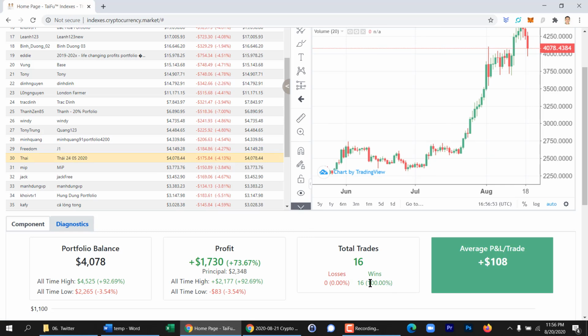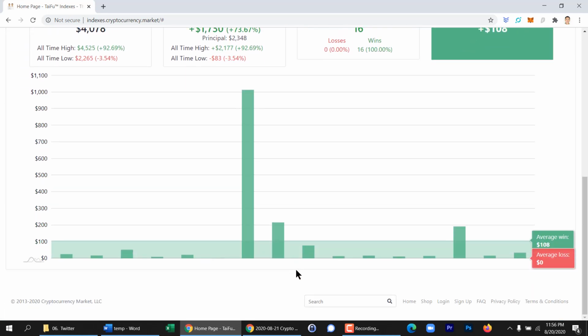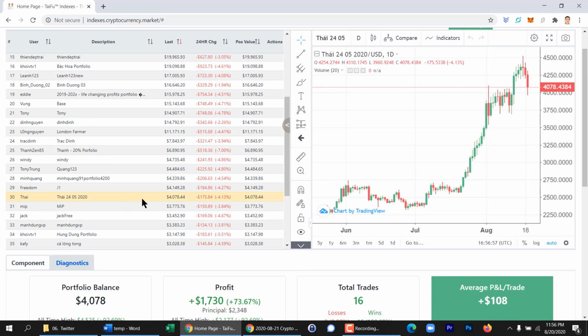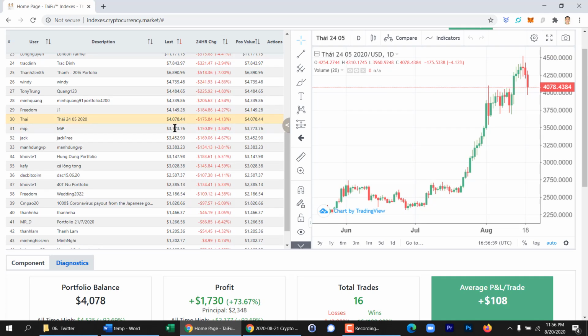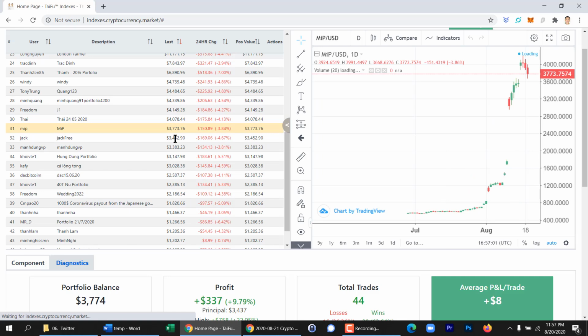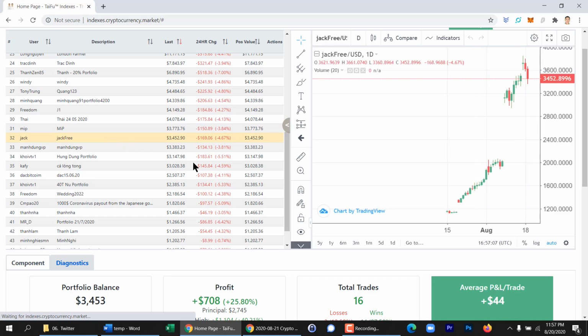Okay. Look at this one. It's got a 100% win. So the good news is this, guys. The good news is that many of our traders and followers are profitable. So I'm very happy for you guys. Right? Very, very happy for you guys. Okay.